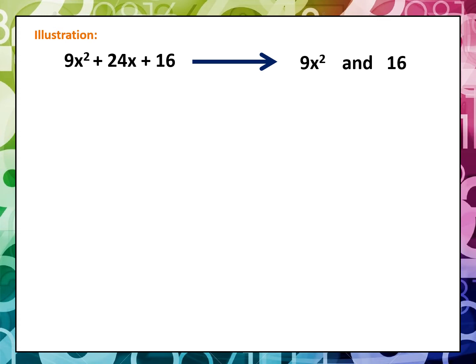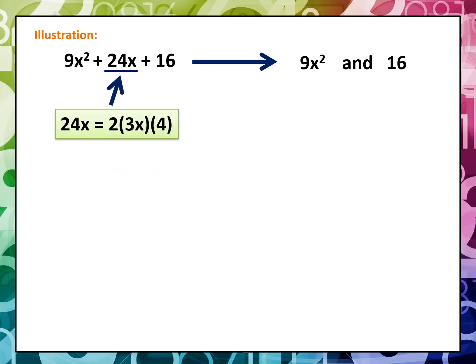For illustration, the trinomial 9x squared plus 24x plus 16 has two perfect square terms, namely 9x squared and 16. Furthermore, the middle term is 24x, which is twice the product of the square roots of the perfect square terms. That is, 24x is equal to 2 times 3x times 4. Thus, 9x squared plus 24x plus 16 is equal to 3x plus 4 squared.